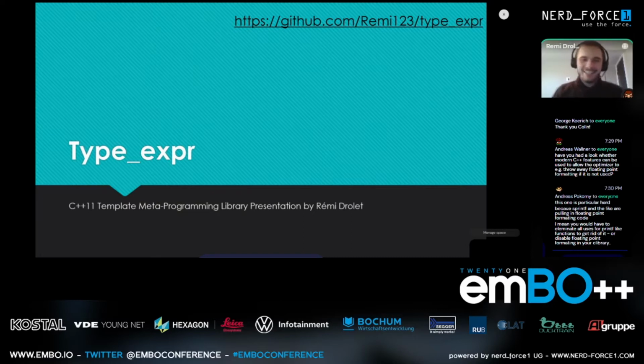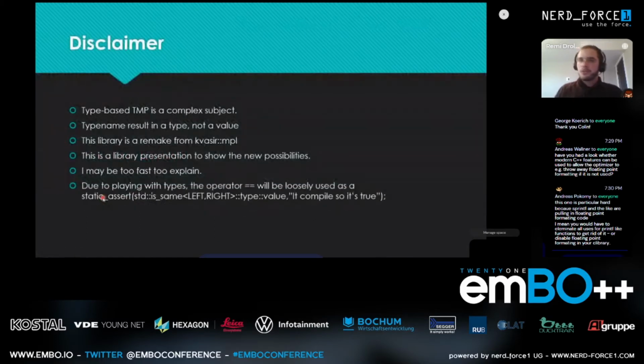So let's begin. First, a disclaimer. Type-based TMP is a complex subject. It's not SFINAE, it's not constexpr. It's what you can use to make those two, SFINAE and constexpr, and I guess concepts in C++20. But it's not the same thing as those two. Not even consteval. Type-based TMP is basically you play with types. You start with an int and then you have an int pointer, for example. This is a type-based metafunction: std::add_pointer.